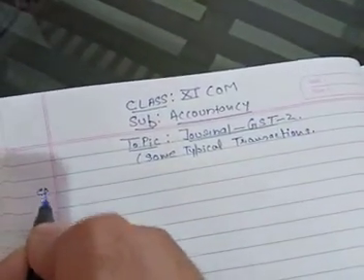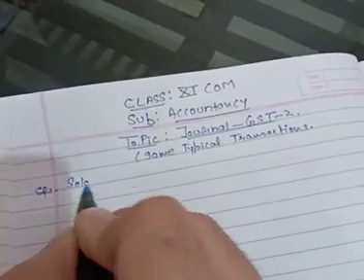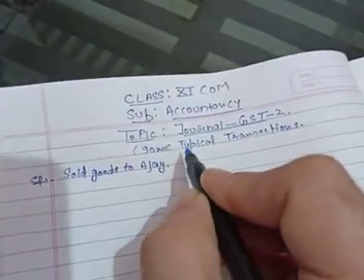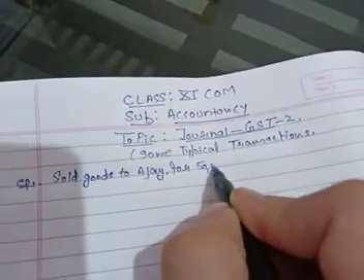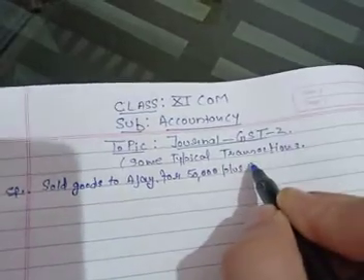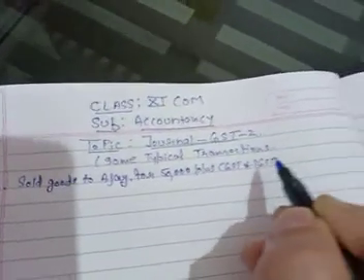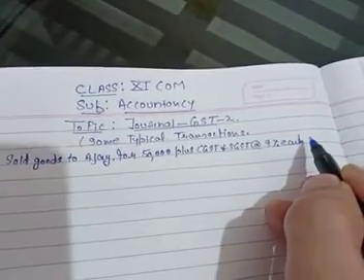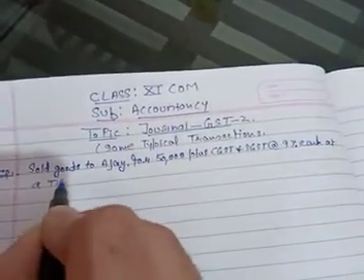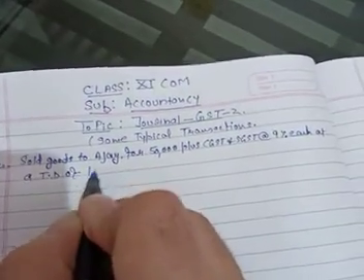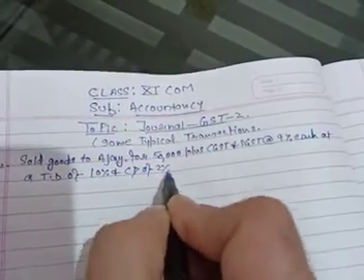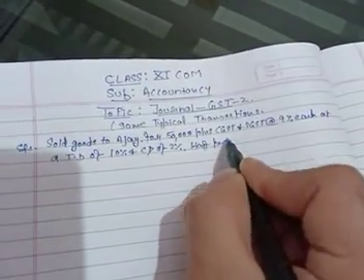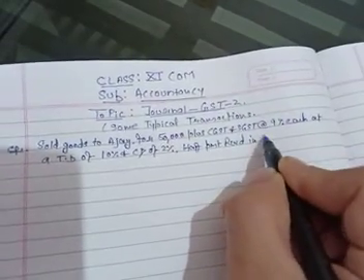The first example: sold goods to Ajay for 50,000 plus CGST and SGST at the rate of 9% each, at a trade discount of 10% and cash discount of 2%, half payment received in check.